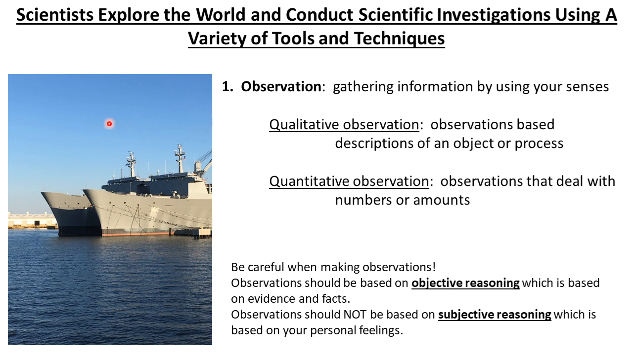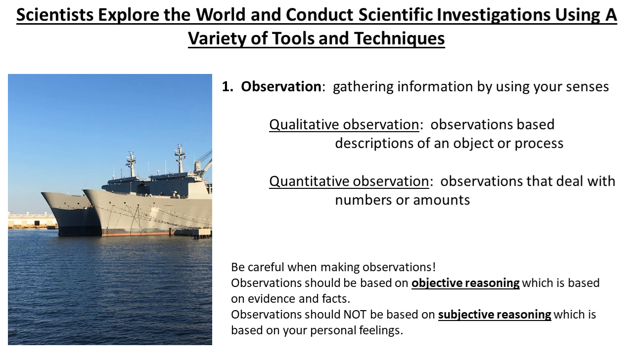So let's come over here and take a look at this picture of these two Navy vessels. We want to make some observations about this picture. So first, let's talk about qualitative observations. Well, some good qualitative observations would be the boat is gray, the boat has red on the bottom, the water is a bluish gray color, the sky is blue. We can make a whole bunch of qualitative observations in regards to this particular photo.